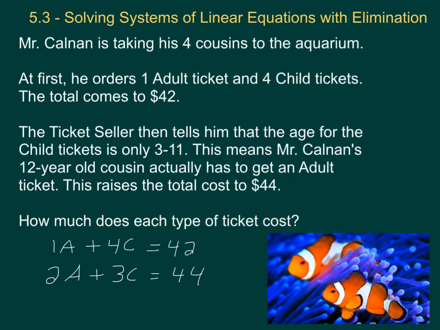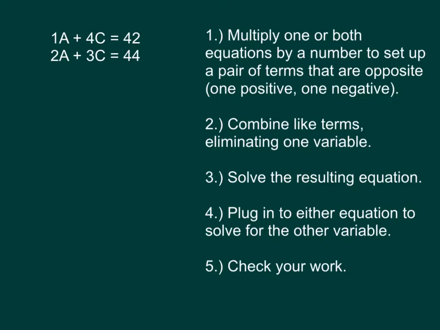Now, I don't have X and Y, so I'm not really sure how I would graph this. Substitution is a possibility, but I want to look at it one other way. So let's see now how we can solve this system using this new method called elimination. You can see here I've rewritten my 2 equations, 1a plus 4c equals 42, and 2a plus 3c equals 44. The 1 may be unnecessary in front of that a. I've put it there just to emphasize where it came from. But if you just want to write a plus 4c equals 42, that will be fine.